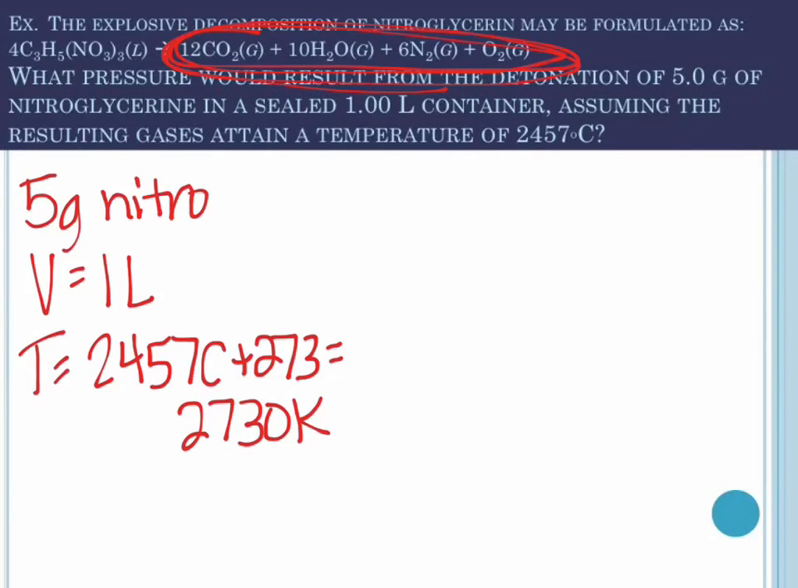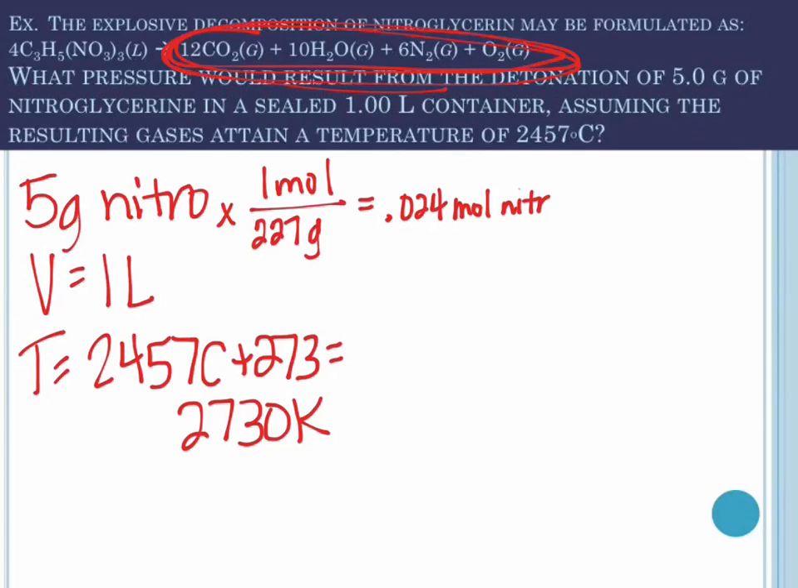So the first thing I need to do is convert my grams of nitroglycerin into moles. So what we need to do is multiply that. For every 1 mole of this, we have, does anybody work this out? Is it 227? Yep, for sure. 227 grams. So divide 5 by 227. 0.024 moles of nitro. So that's how many moles of nitro we're using.